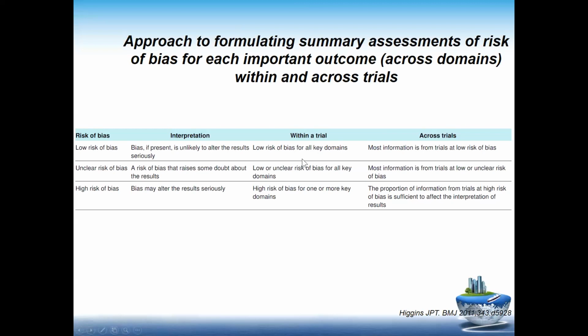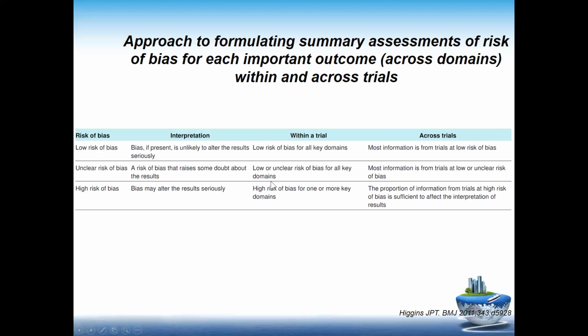If for all of the key domains there is low risk of bias, then with no doubt, you can give a summary assessment of low risk of bias to this study. And if you have 10 RCTs included in the systematic review, and if most information from these 10 RCTs is at low risk of bias, then you can also assign a so-called low risk of bias to the whole body of evidence.